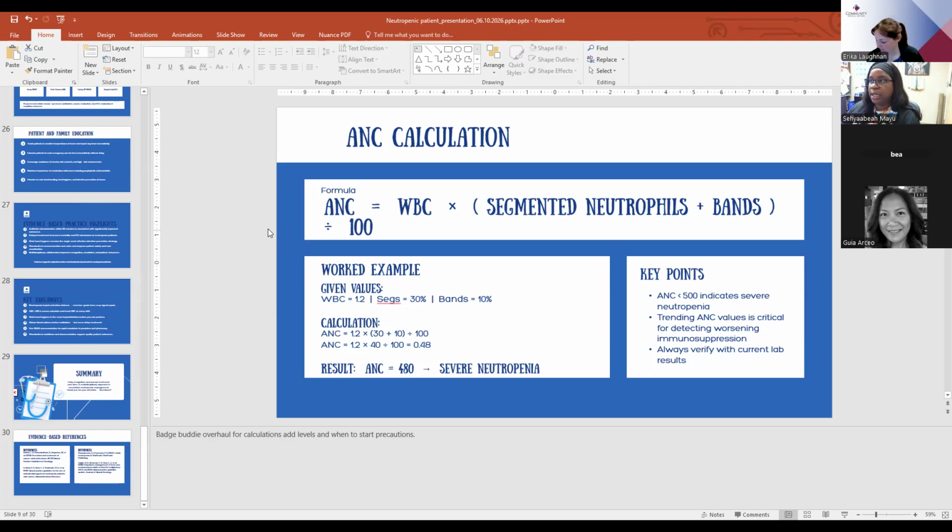And we used to hand them to the patients. I don't know if they still have those neutropenic cards. Yeah, it would be literally the size of the badge buddy. And we used to give them to the patient so that way they knew what a neutropenic fever was and some of the precautions that they used to be able to follow.